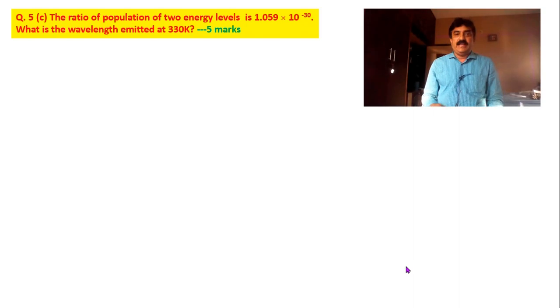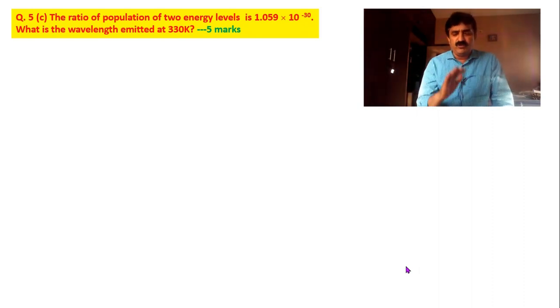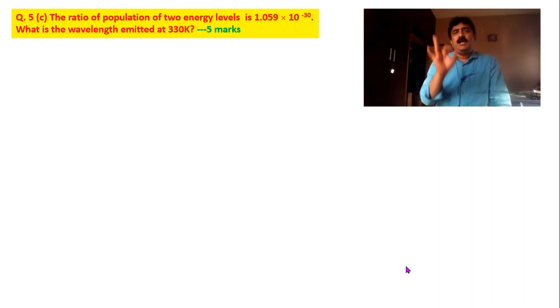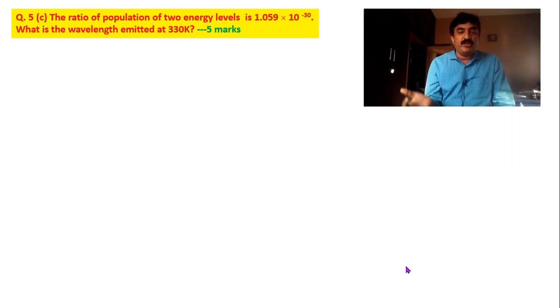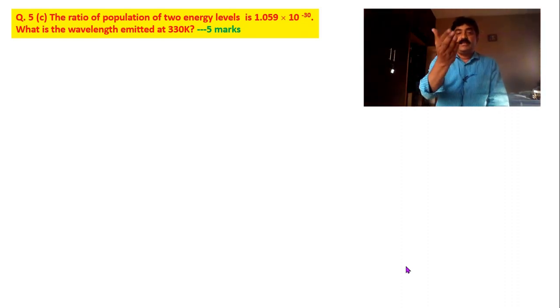This problem is on lasers. See, in lasers, while deriving Einstein's theory, that A is equal to B, or B12 equals B21, there you come across one parameter called the Boltzmann factor. Boltzmann factor is n1 by n2 is equal to e to the power of hc by lambda kT. That formula we are using to solve this problem.